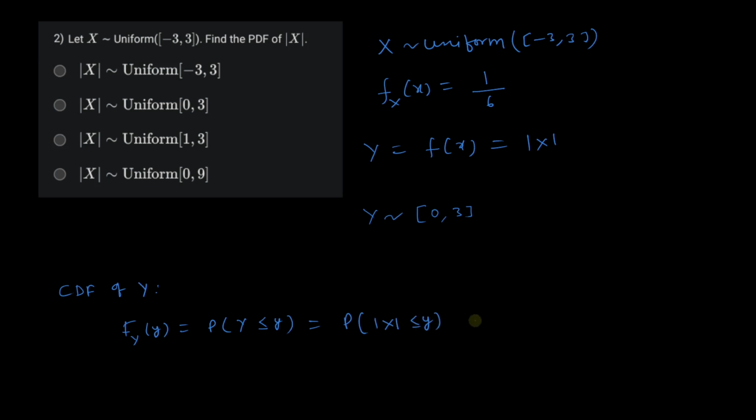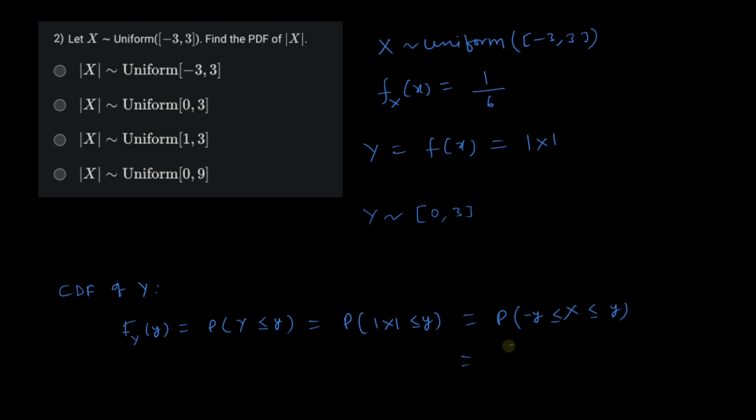Now mod of x will be less than or equal to y when x will fall in the range -y to +y. You can observe one thing here. Initially we had the problem of calculating some probability of y, but for calculating that we would need the distribution of y, and we don't know the distribution of y. Our goal is to calculate the distribution, right? So we cleverly convert this problem of calculating the probability of y into a problem of calculating some probability of x. And since we already know everything about the distribution of x, we can immediately calculate this probability.